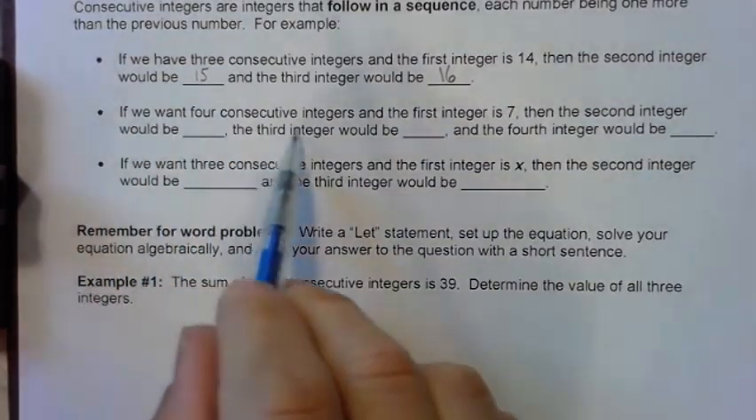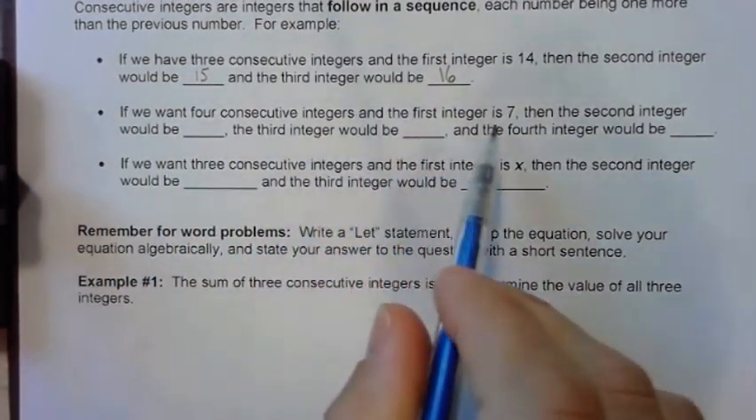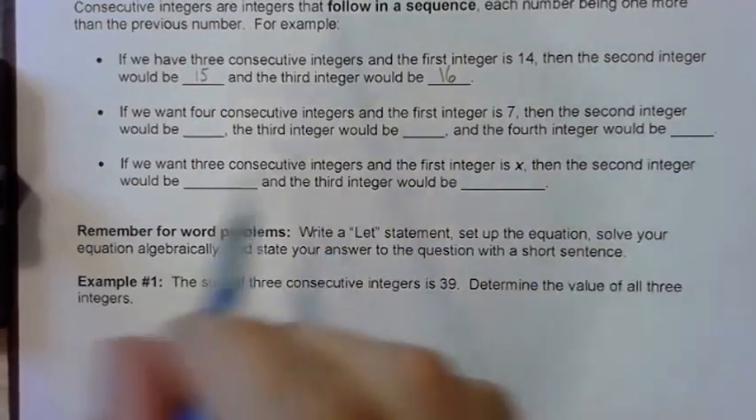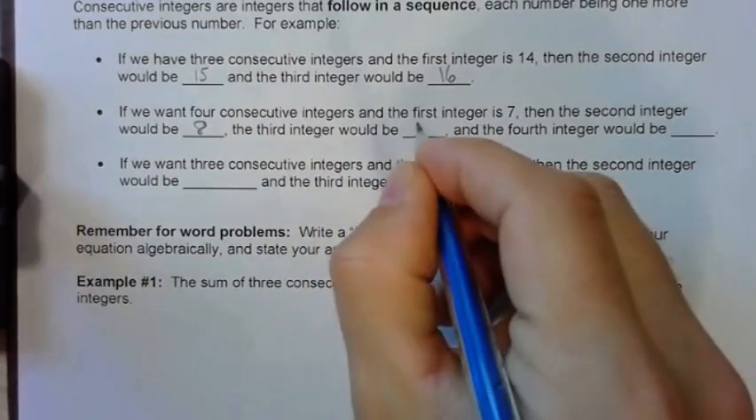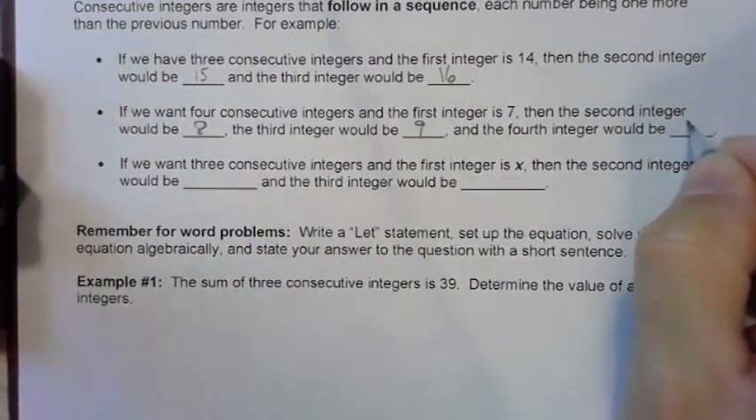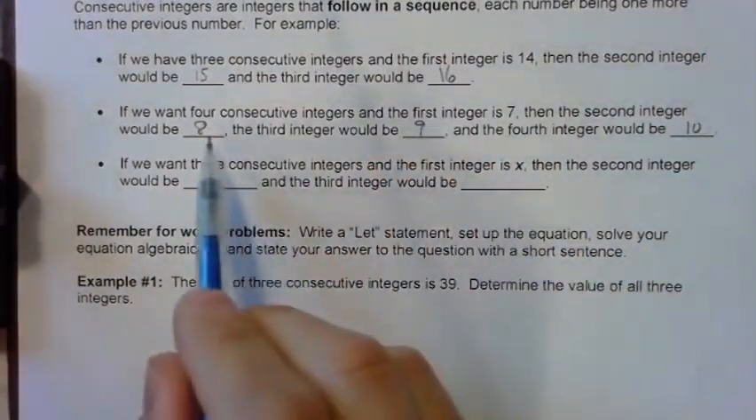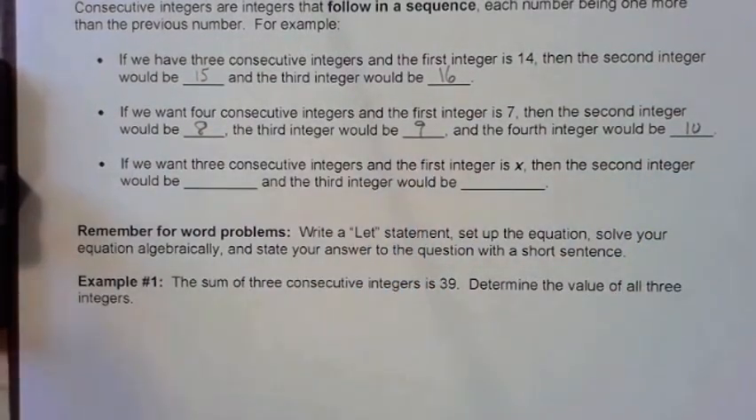If we want four consecutive integers and the first integer is 7, then the second integer would have to be 8 since it's one more than that, and then the third would have to be 9, and then the fourth would have to be 10. 7, 8, 9, and 10 are four consecutive integers.